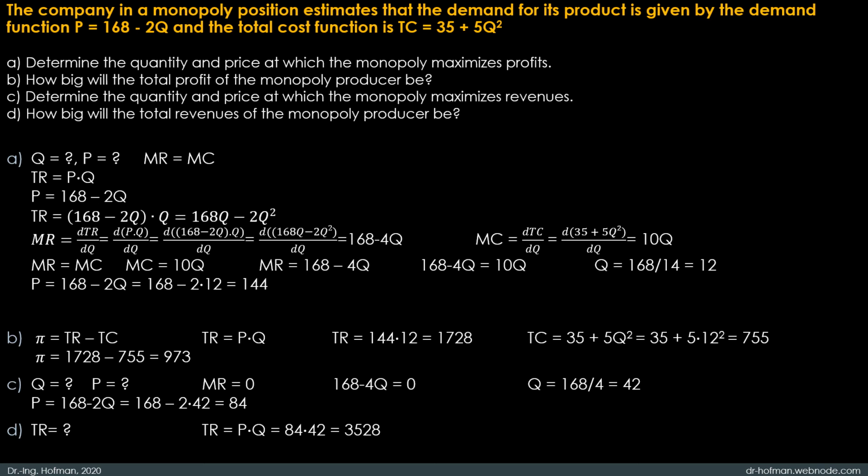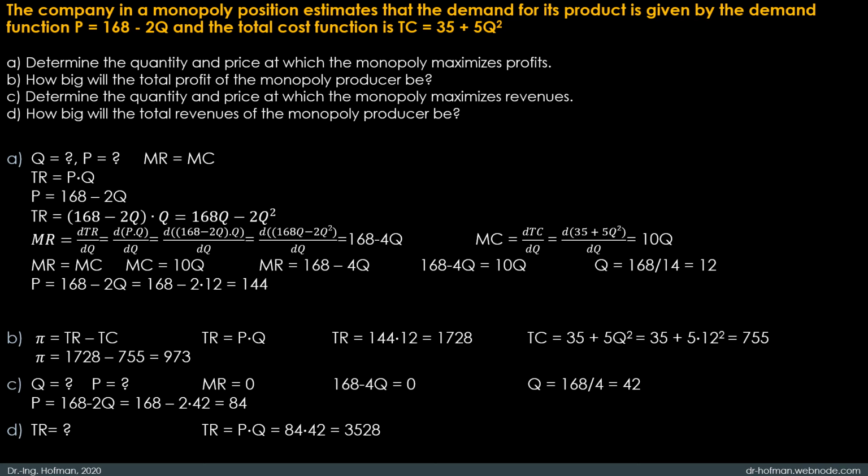Now we have to find marginal revenues. It's the derivative of total revenues according to Q. So it's the derivative of P times Q according to Q. P times Q is 168 minus 2Q times Q, and we calculated that it is 168Q minus 2Q squared. The derivative is 168 minus 4Q. Now we got the marginal revenues.